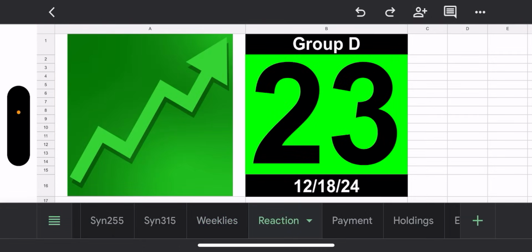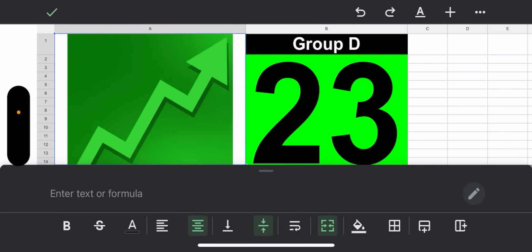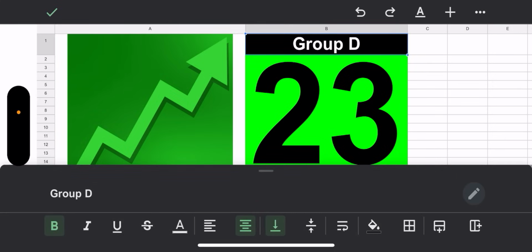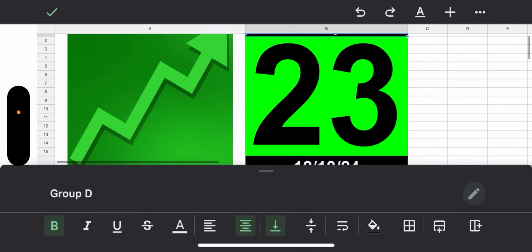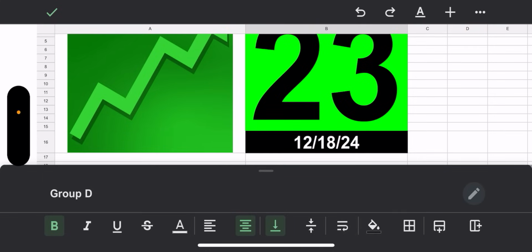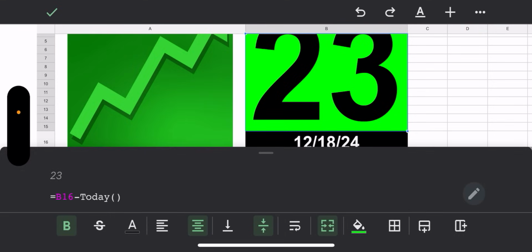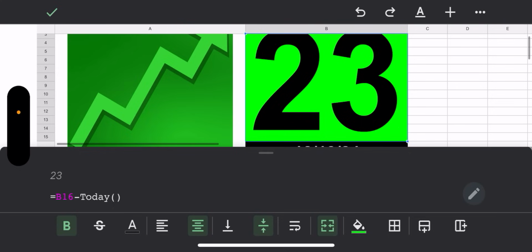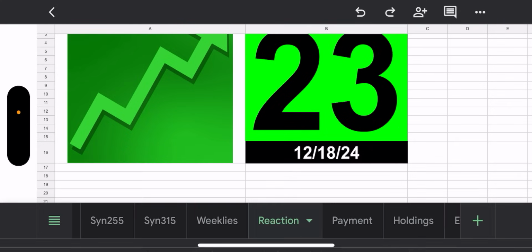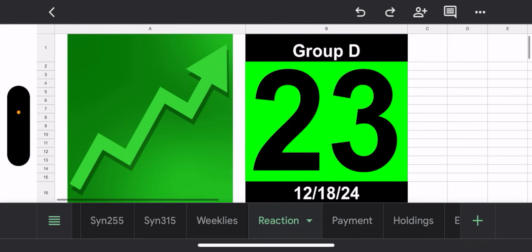Reaction tab is rather simple. Obviously, there's a blank cell where I include the image. Here is where I include what group the ETF is from, right? And then down here, I put the next declaration date. And then here, I take that next declaration date and I subtract it by today, and it'll give you a number, right? And that's the number of days until the next declaration date.